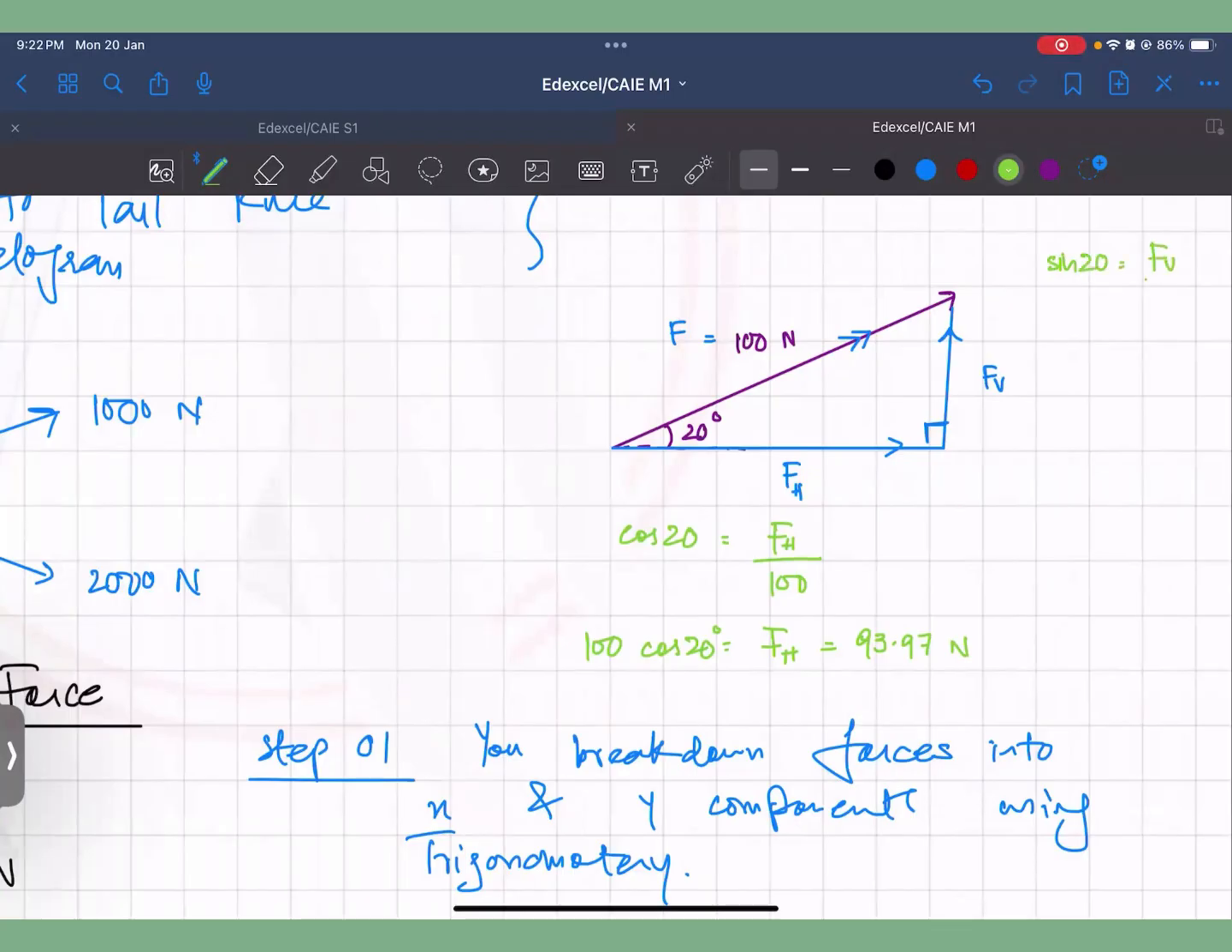Now if you break it down using sine theta, sine 20 equals opposite, which is the vertical component, upon hypotenuse, which is 100. So 100 sine 20 would give you the vertical component, which would be how much? This is 34.2, I think. 34.20 Newton. So now you have broken the 100 Newton into the vertical and the horizontal component.